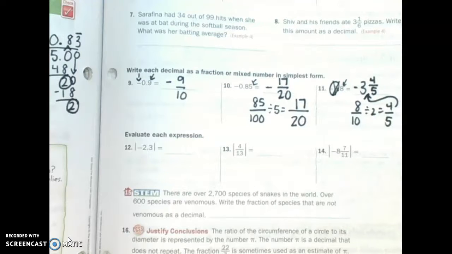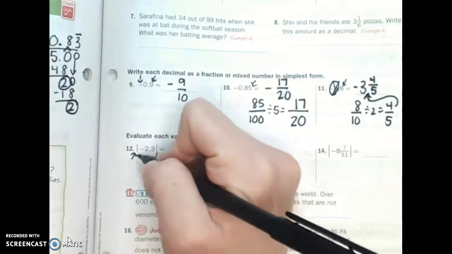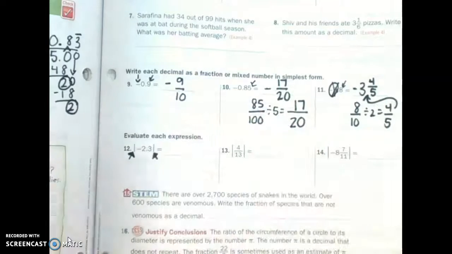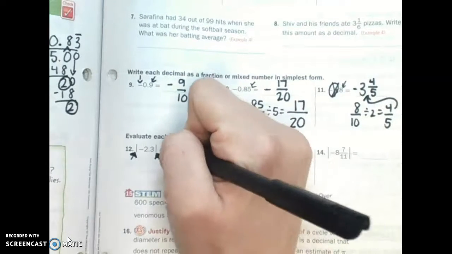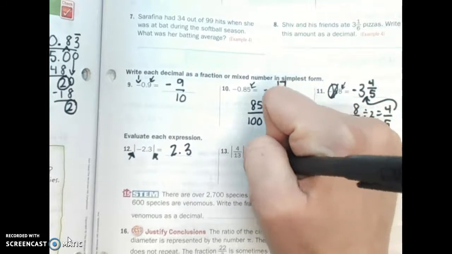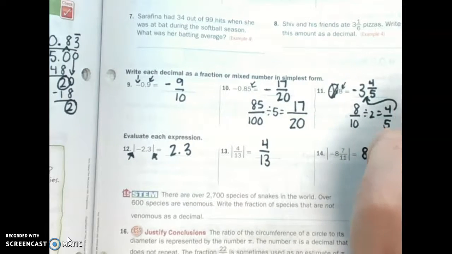And then let's go ahead and look at 12, 13, and 14. These lines on either side, they're not ones, they're not L's. We should know this by now because on lesson 2, we did a whole lesson of it, and the word is a vocabulary word. These are absolute value signs. And remember, an absolute value is the distance between that number and 0. It always comes out positive. So the absolute value of negative 2.3, that means how far away is negative 2.3 from 0 on the number line? We get 2.3. The absolute value of 4/13 is 4/13. And the absolute value of negative 8 7/11 is 8 7 over 11.